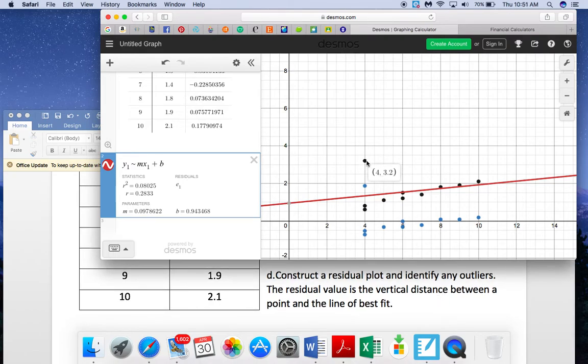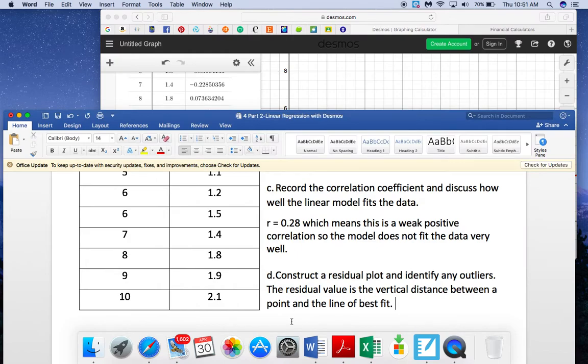So we can see, either by looking at the original graph or the residual point that goes with that, which, by the way, if you click on it, will give you the residual value as the y value, the distance between the y value and the line of best fit at that point. The outlier itself appears to be the point (4, 3.2). So let's add that in here. (4, 3.2) is an outlier.